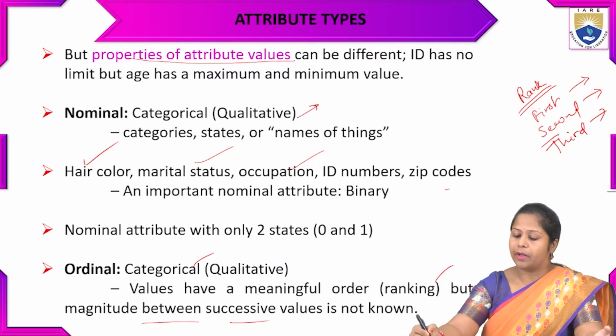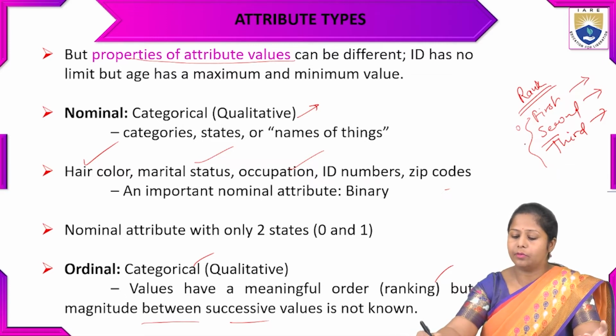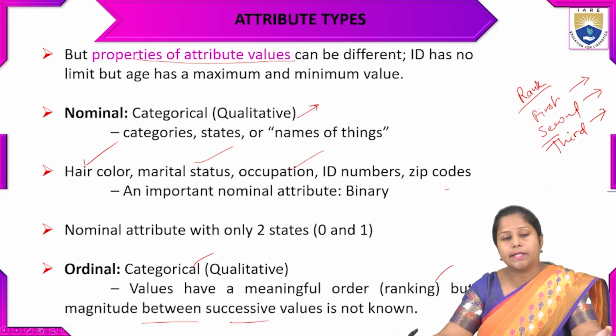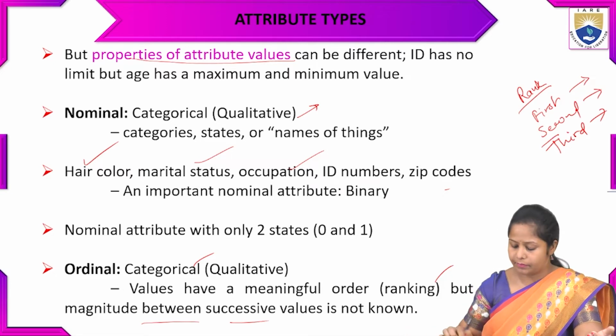So how can we categorize? That does not have a numerical order like 0, 1, 2, 3, but it has a successive ordering, because first, second, third: the first will come, then the second, then the third. That type of categorization or ranking or ordering will be in the ordinal type of attributes.